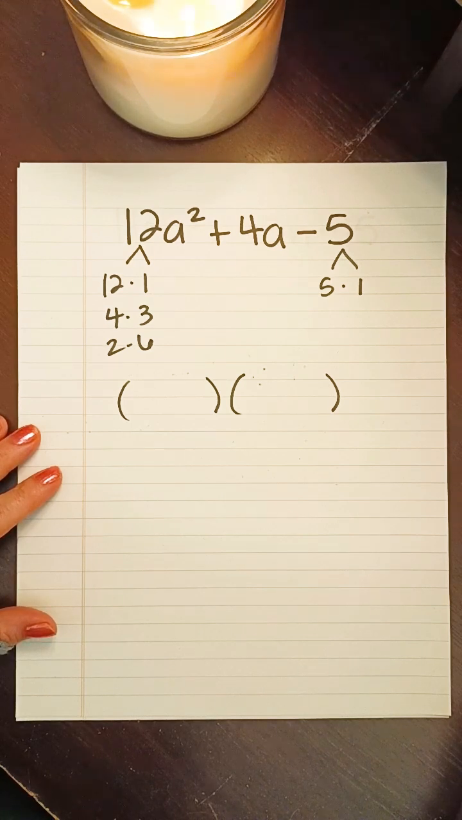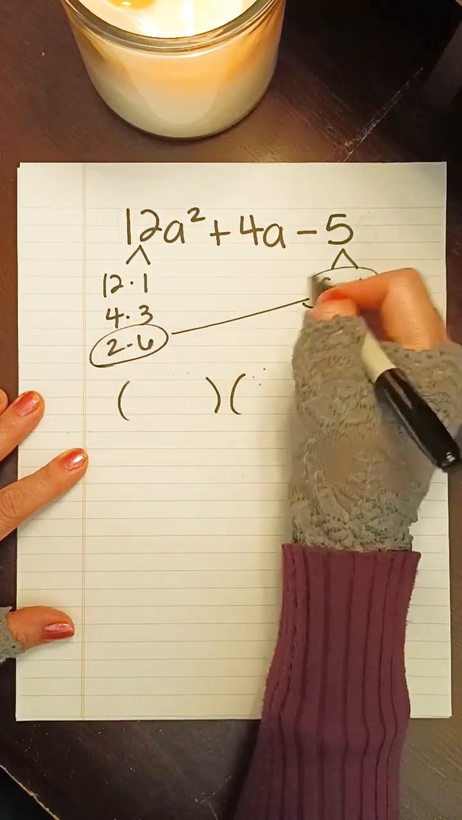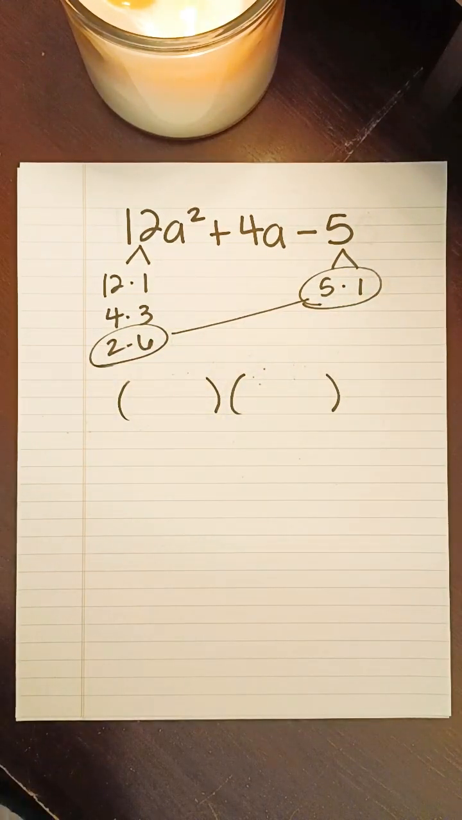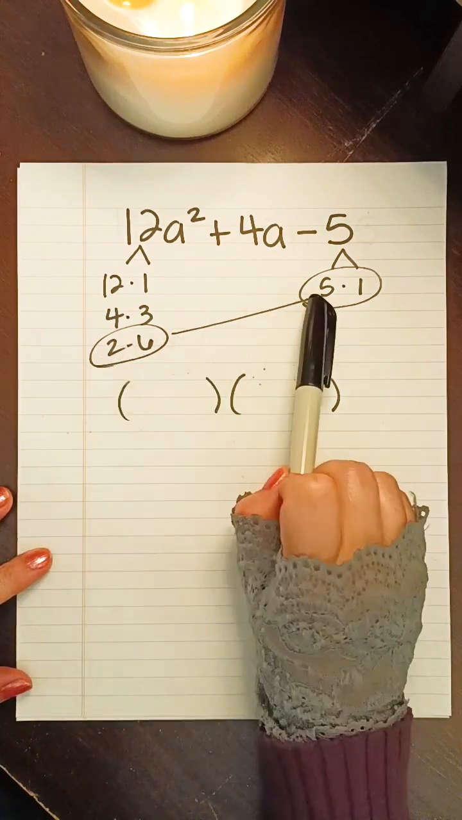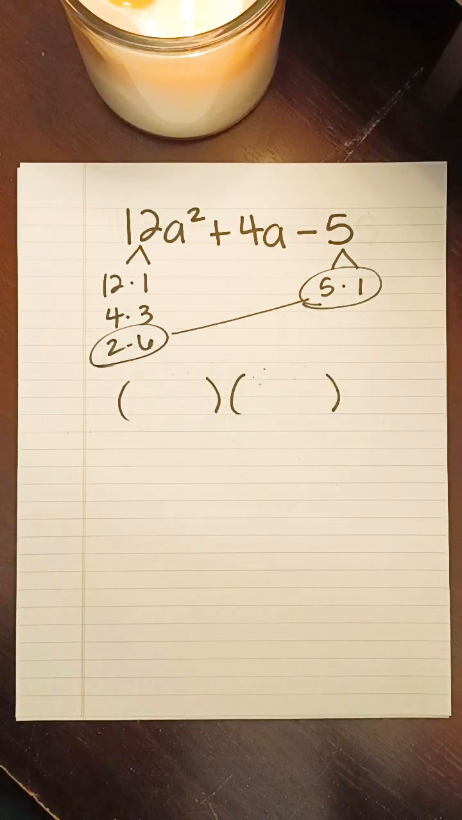So I need a 4. Let's look at this pair with this pair. So let's try this. 2 times 5 is 10. 6 times 1 is 6. So I have the numbers 10 and 6. 10 plus 6 is not 4, but 10 minus 6, that's definitely 4.